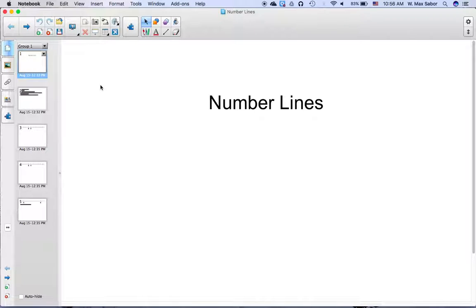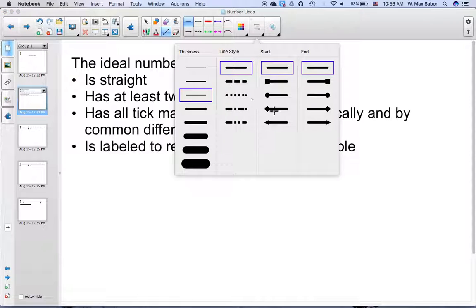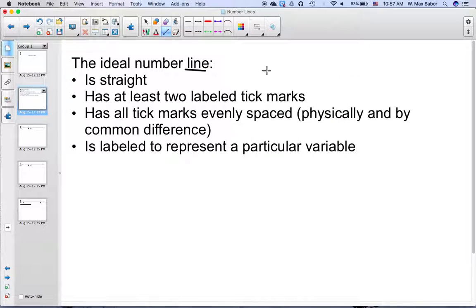Number lines. You've dealt with number lines before. We're going to talk about all the details of number lines, most of which you know, but some might be new. The ideal number line is straight. It's a line, so it ought to be straight. So I'm going to create a number line that is going to be straight.